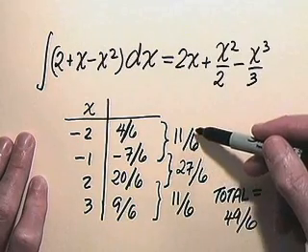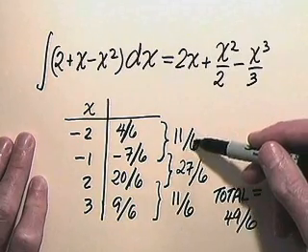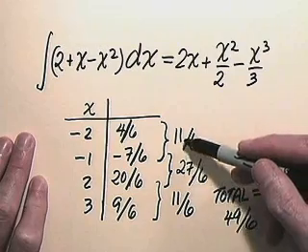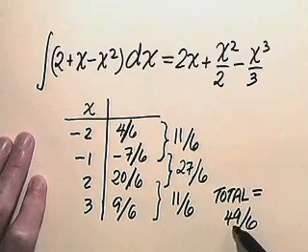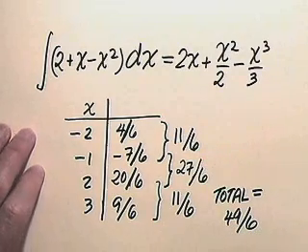And so now our total area is simply the sum of these three. 11 and 11 is 22, plus 27 is 49. So our total area is 49/6.